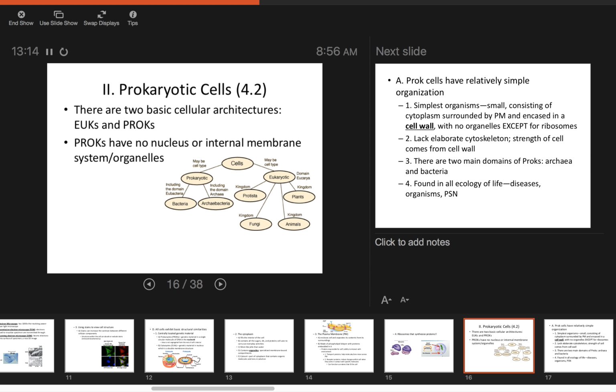So yes, you can be prokaryotic or eukaryotic. We're going to talk about bacteria and archaea. Then we'll switch gears and talk about eukaryotic cells. We'll have a whole chapter dedicated to protista, a whole chapter dedicated to fungi, as well as animals and plants. So we'll really get in depth with these.